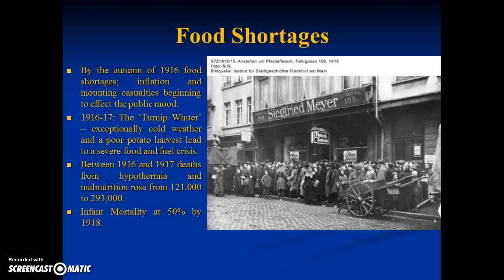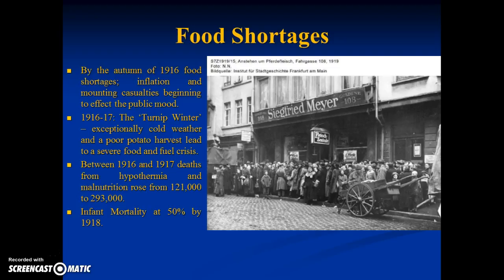Food shortages. The British had very successfully blockaded the German ports, despite the U-boats and the sinking of British shipping in the Atlantic. In retaliation, the British had, as I said, blockaded the German ports, and very little was coming in. And so therefore, with inflation and mounting casualties, this was beginning to have an effect on public mood.